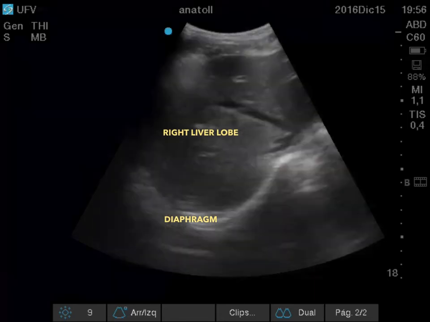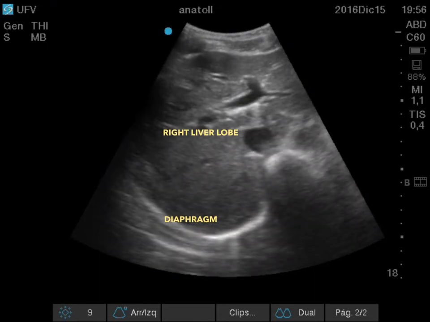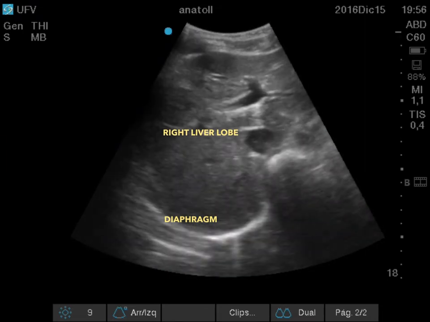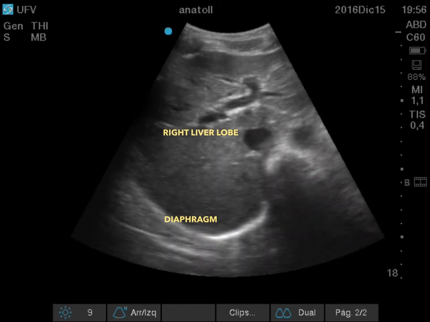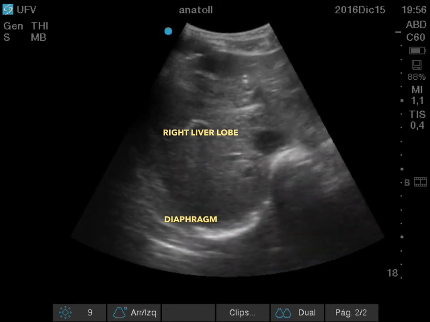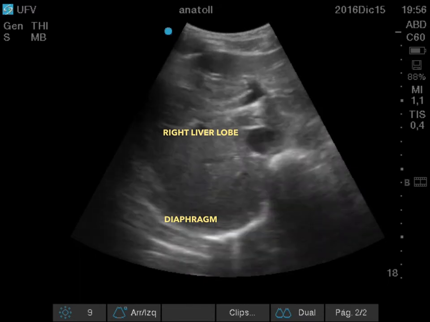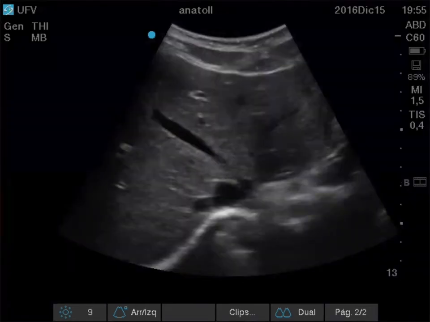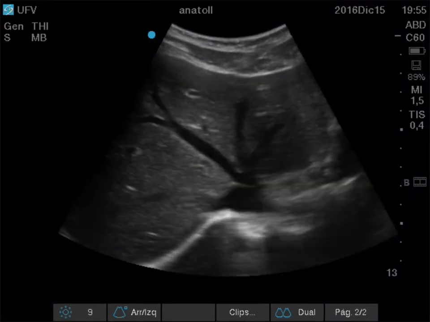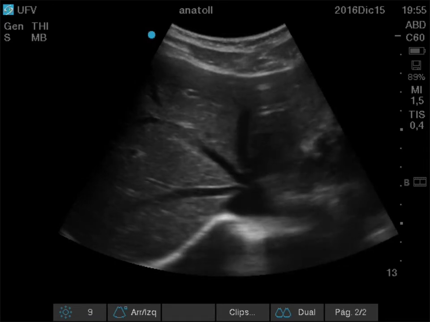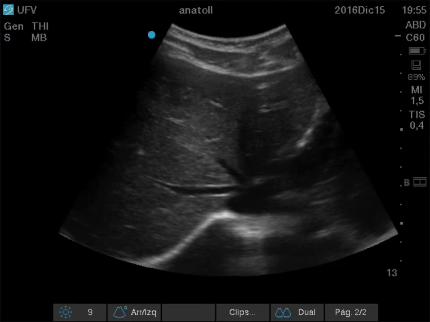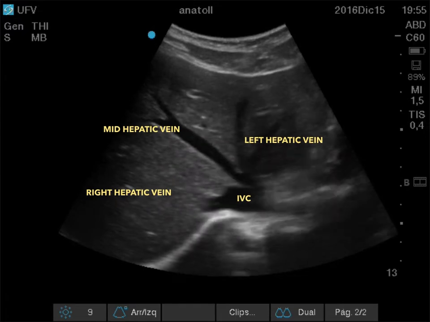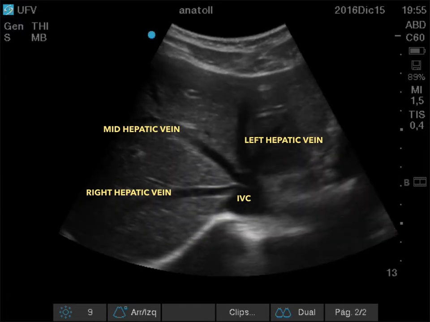So we are looking from superficial, which is anterior, to deep, which is posterior and superior. So right liver lobe and diaphragm. And we are looking at a lot of stuff inside, like vessels and structures. The first cut we're going to identify is this one: the three hepatic veins, which are gathering into the inferior vena cava.